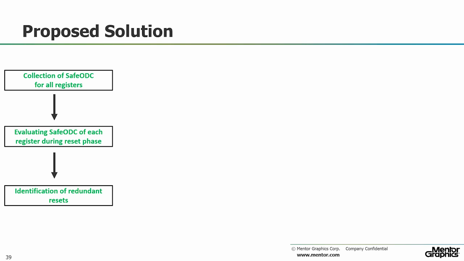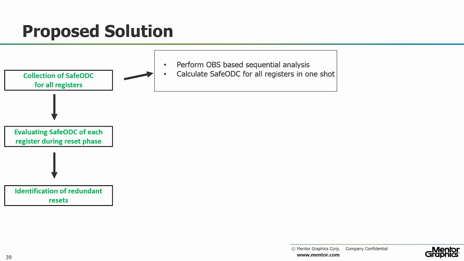In order to collect the safe ODC conditions for all the registers in the design, observability-based sequential analysis is performed on the design. This is a patented sequential analysis technique of power optimization in the PowerPro platform. Using the observability-based sequential analysis, safe ODC conditions can be calculated for all the registers in the design in one shot. This is typically a very fast process.